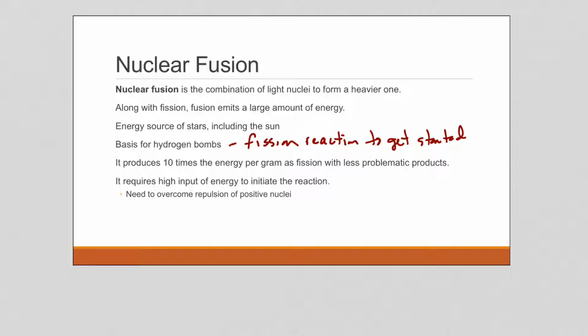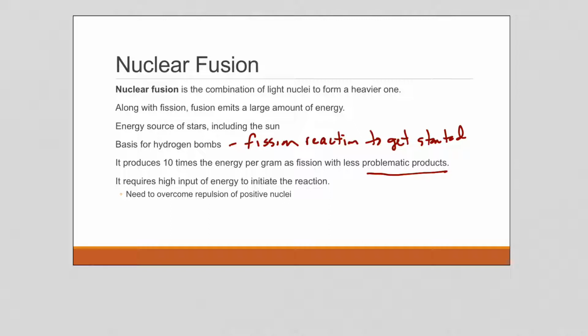Now, if we think about fusion, it produces, on estimate, about 10 times the energy per gram. The reason for that, of course, is that we're using very lightweight nuclei, whereas in fission, we're using very heavy nuclei, so the energy per gram of material is going to be lower. So when we're using these very light nuclei, we get 10 times the energy per gram of material. And we'll also see that the products that we make are less problematic. We don't have to worry about so much radioactive waste when we talk about the products.